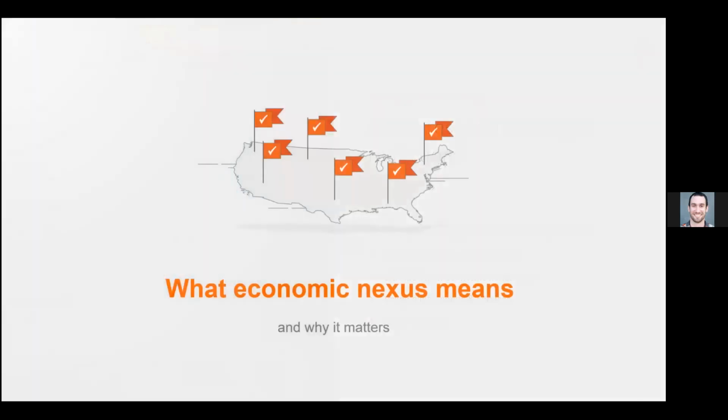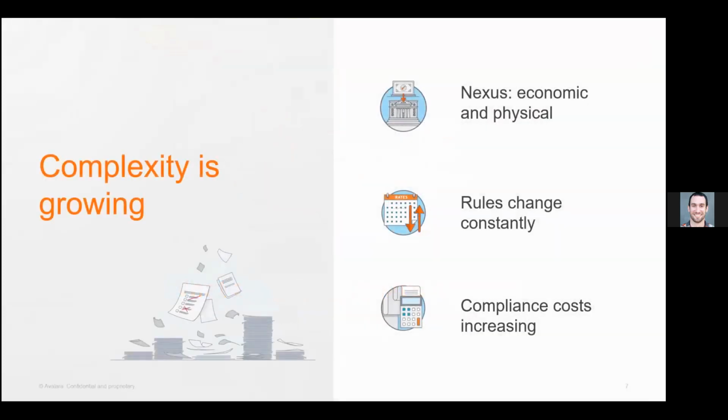So thinking about economic nexus and what it means and why it matters. Like I mentioned, complexity is growing, and it's previously been based on physical presence. If I back up, nexus means basically a connection between you and the state. So when I say, hey, I have nexus in North Carolina, where I'm based, my company has an obligation to collect and remit tax in North Carolina. Nexus can be triggered one of two ways. Typically, before the Wayfair decision, it was all based on physical presence. So you needed typically an employee or a location, something of that nature.